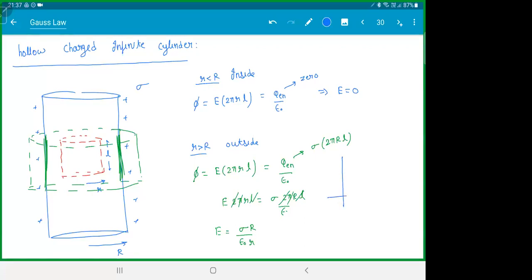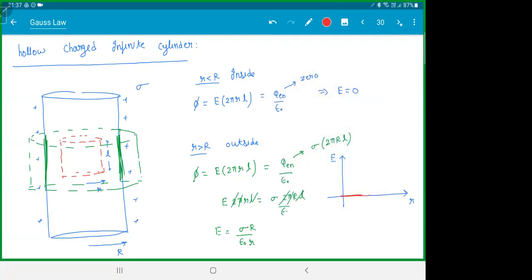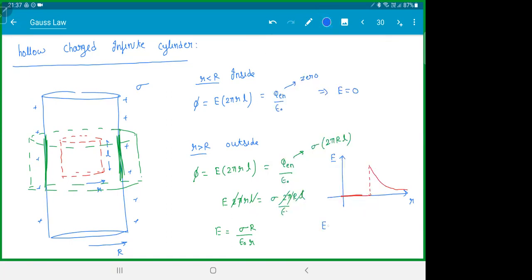So if you actually plot the graph for E versus R, this graph looks exactly like the hollow shell result. Constant and 0 and then decreases. So for a hollow cylinder, outside it behaves like an infinite line charge. This is the formula. Field is 0 inside. Sigma capital R by epsilon small r.